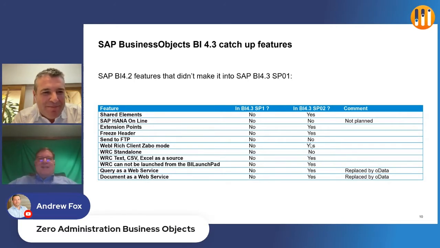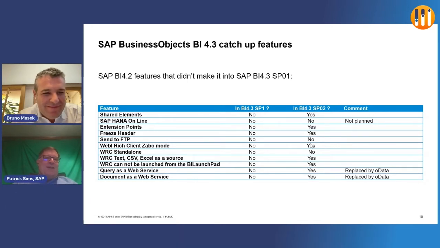So yes, Zabo was very big in the 3.x timeframe, and we are bringing back that concept with Webby Rich Client in 4.3 Service Pack 2. Are you bringing back Desky or something as well? I'm sure there are those who are wishing for that, but no, alas, no. Okay, so just good to know that most of the catch-up features that had been missing from 4.2 into 4.3 up till now will show up for you in Service Pack 2.